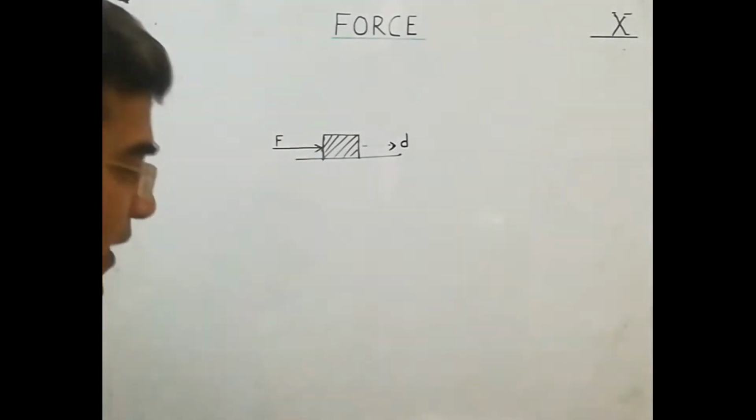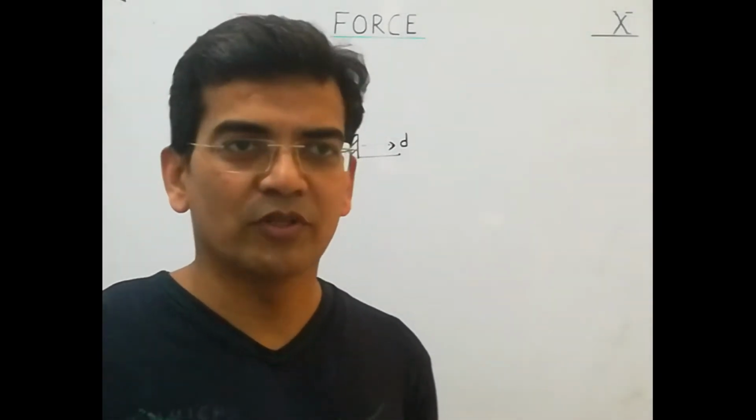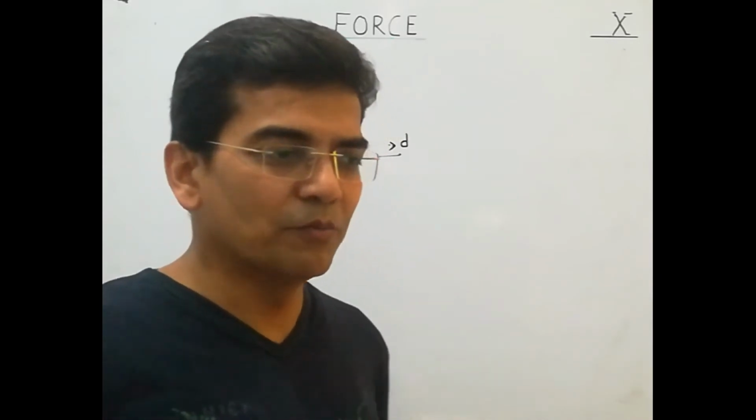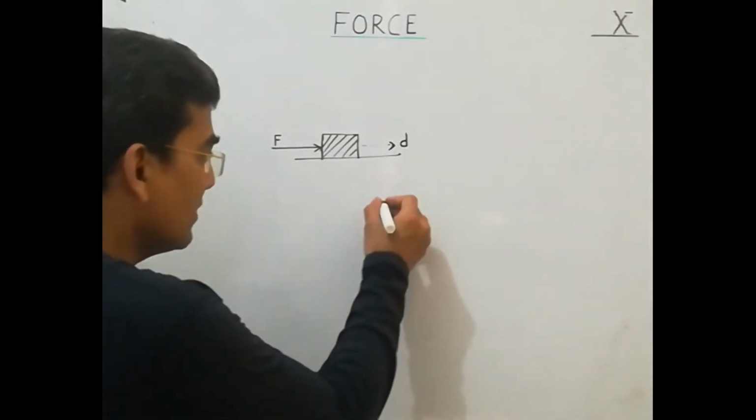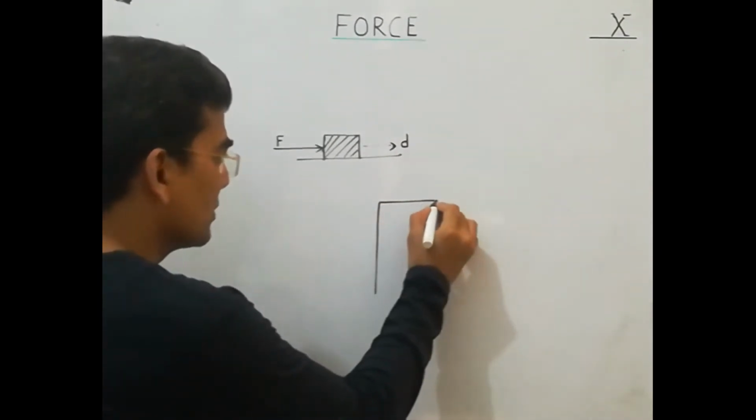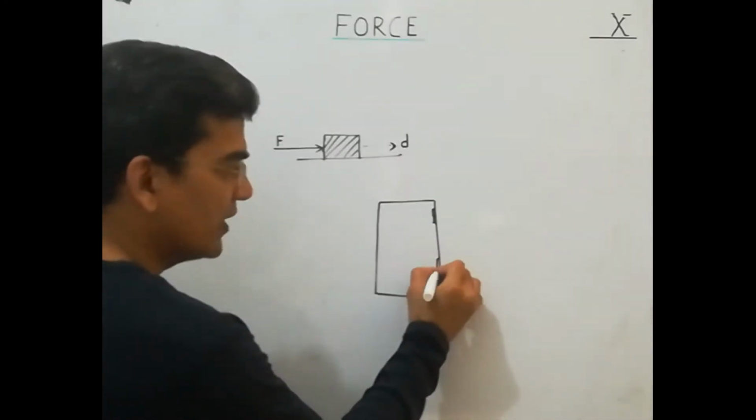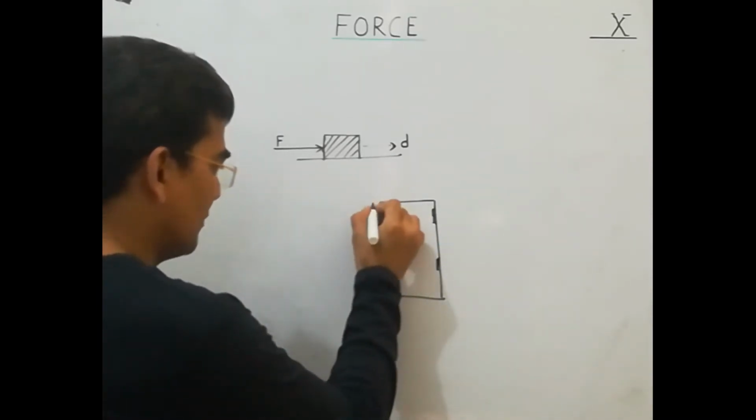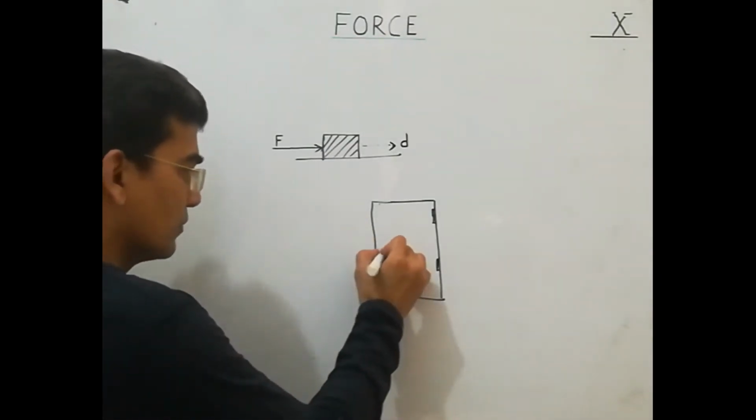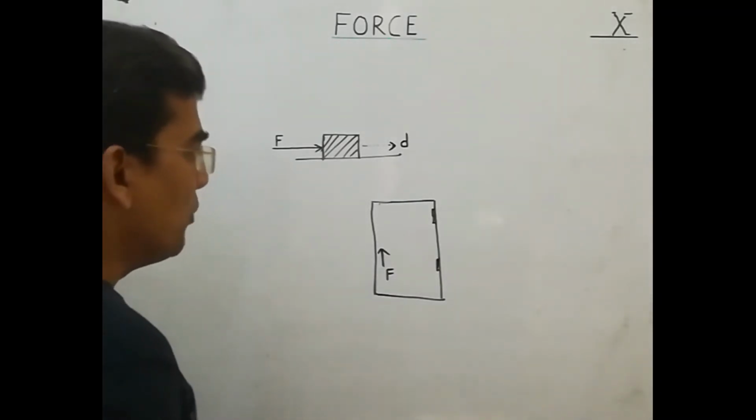Next, let us consider a body which is not free, or you can say it is pivoted about a point. For example, consider a door. You must have observed doors at home. These doors are fixed about points which are called the hinges of the door. Now, when you apply force on the door, you will observe that the door moves like this.